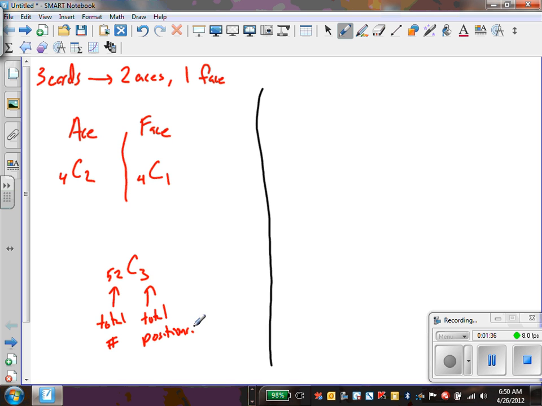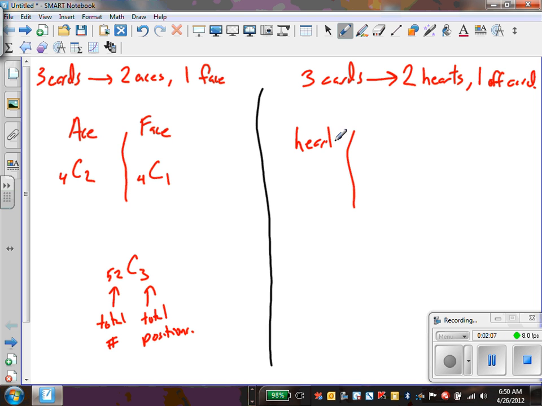Now let's talk about the same scenario over here. So here we have three cards, and let's say you want two of them to be hearts. And then one can be an off card, we'll call it. And I'll go ahead and write that. A lot of times that's not stated, but we have to account for it. So here we have hearts, and then here we have off cards. So we have to think, okay, how many hearts are there? Well, there's 13 hearts. You need to choose two of them.